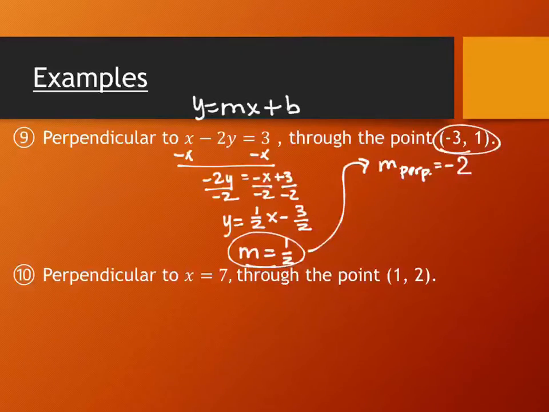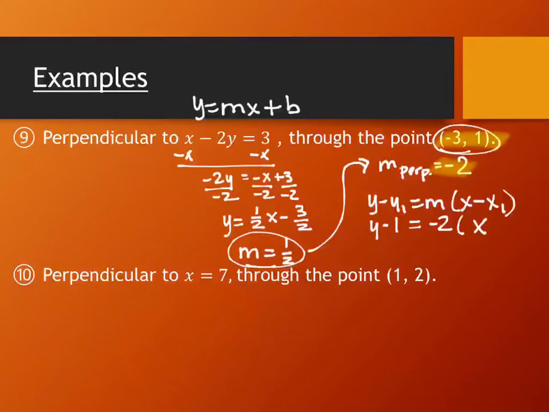And then I have my point, so here's my slope, and here's my point. This time I'll use y minus y1 equals m times x minus x1. My y1 value I'm given is 1. My slope that I just found is negative 2. The x value I'm given is negative 3, so minus a negative 3. And I'll clean it up, right? So we're going to clean up this equation.